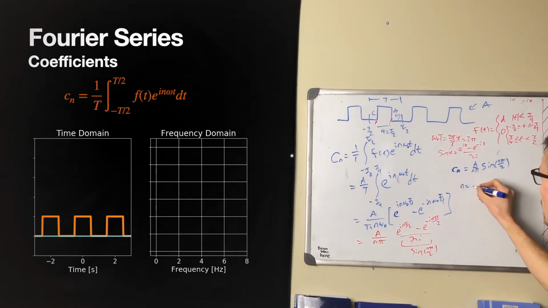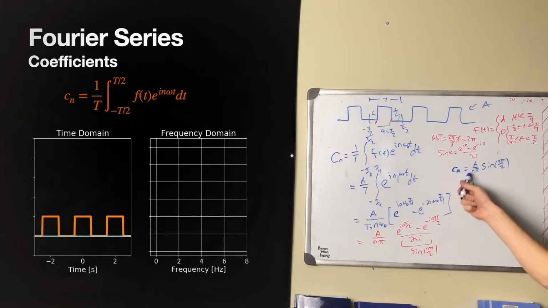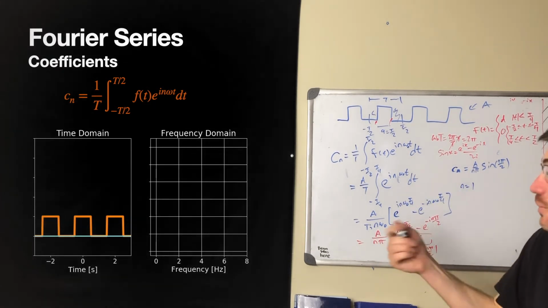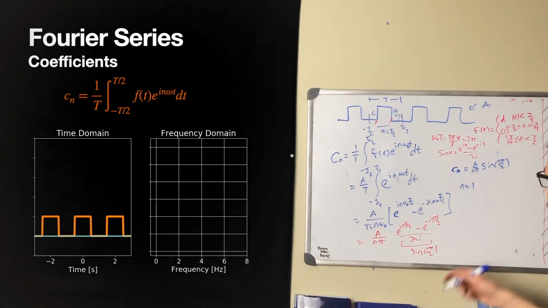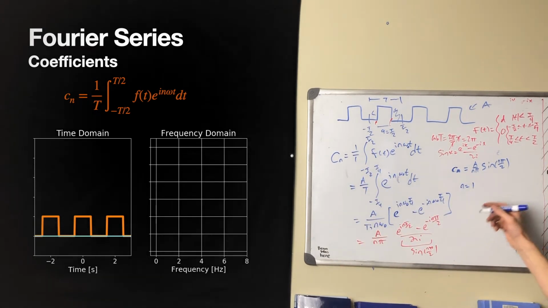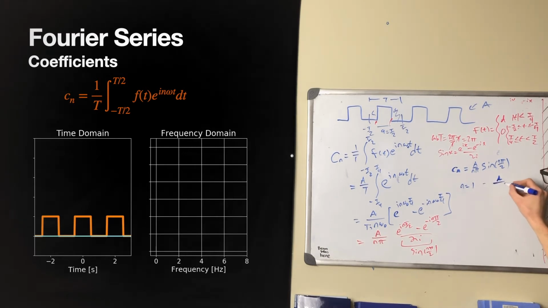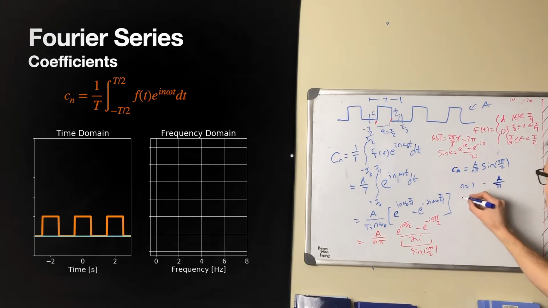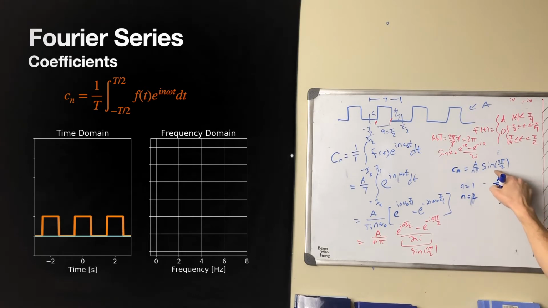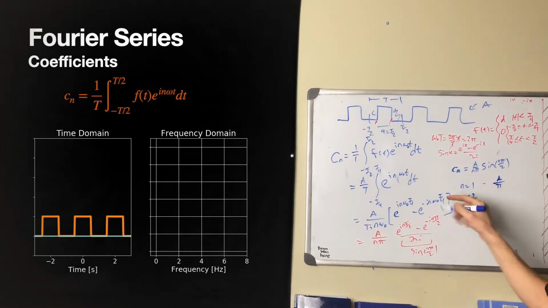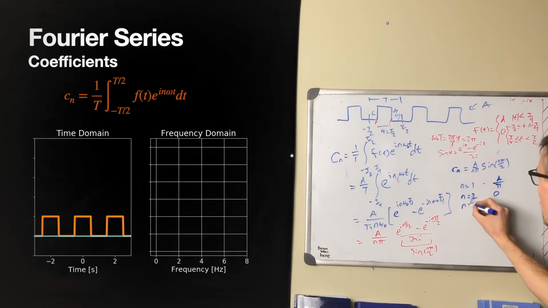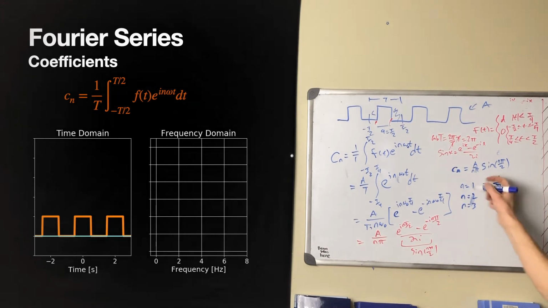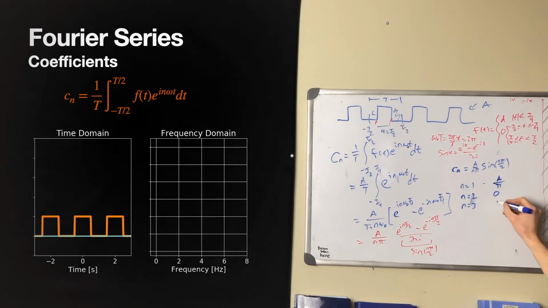So n is equal to 1. We'll start at 1 because it's a bit problematic for n equals 0, but we can just use the fact that we said earlier that at 0 it's going to be the average of the function. So we'll start at 1. Sine of pi over 2 is just 1. So that's going to be a times pi. At n is equal to 2, I just said I didn't want to do n equals 0. We have sine of pi. Sine of pi is 0. N is equal to 3. I'm going to have sine of 3 pi over 2. That is negative 1. That's going to be minus a over 3 pi.